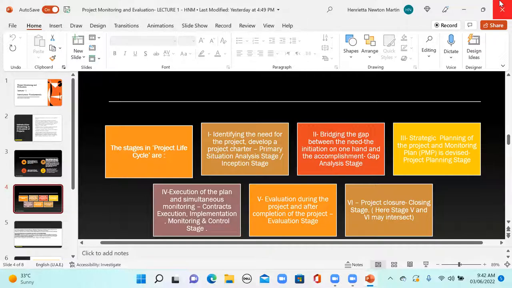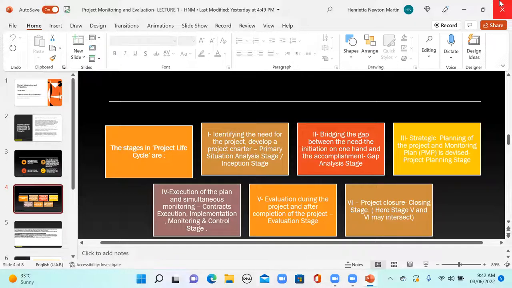Next is the fourth stage, which is execution of the plan. Of course, after you plan, you have to execute it. That is, you have to put it into action. Next is execution of the plan and simultaneous monitoring. That means while you're executing the plan, we have simultaneous monitoring there. I told you the need for monitoring, how contractors and subcontractors try to avoid penalties. So they monitor the projects just to avoid any glitches, and in case there are any problems, they immediately try to sort the problem out, or resolve the glitches and so on.